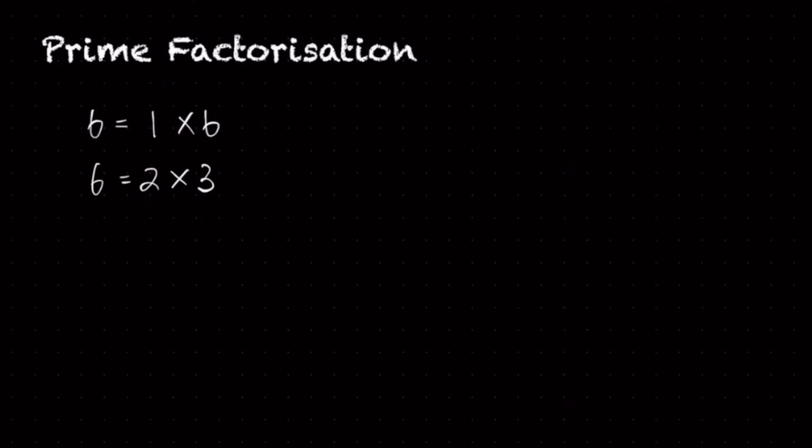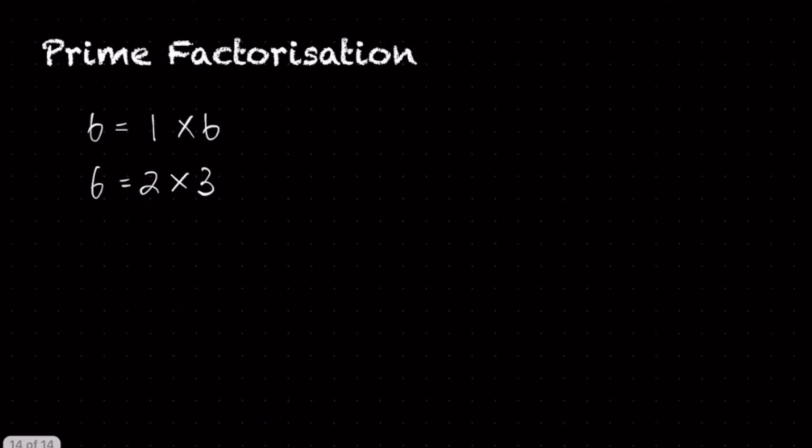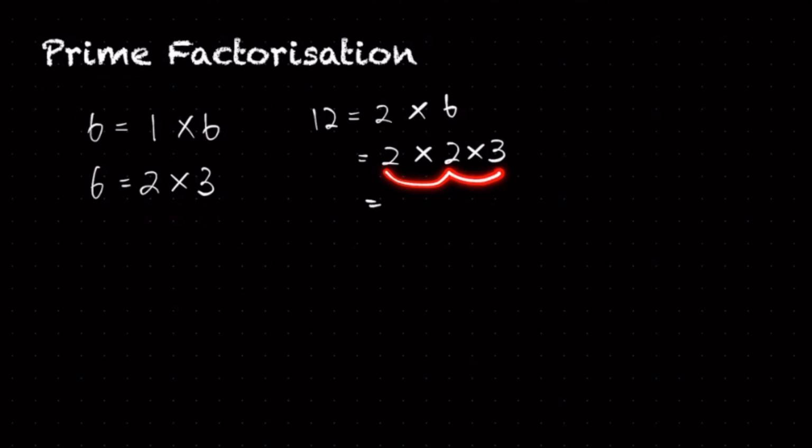Alright, let's try something a little more complicated. Let's use 12. Many factors. So let's try this. 2 times 6. So 2 times, you look at this. This is 6. What is 6? Right here. So 2 times 3. Let's check back. 2 times 2 is 4. 4 times 3 is 12. Yes. So we have it here.